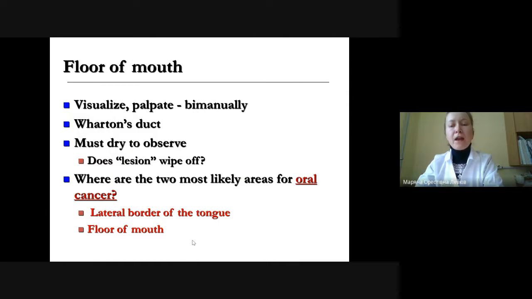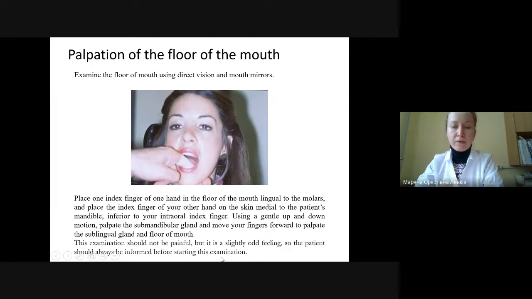Floor of the mouth. It is necessary to visualize all areas of the floor of the mouth and palpate bimanually, using both visual examination and palpation. Be aware that on the floor of the mouth there are anatomical structures such as Wharton's ducts. The floor of the mouth, together with the lateral border of the tongue, are the two favorite places of localization of oral cancer. Examine the floor of the mouth using direct vision and mouth mirrors.